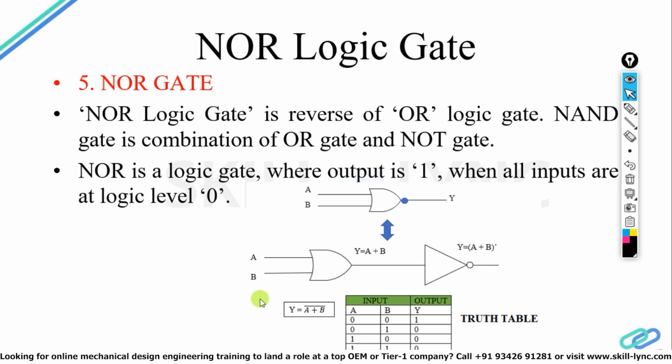Okay. Then comes the NOR logic gate. Just like the NAND logic gate, the NOR logic gate is also known as a universal logic gate. Now why universal logic gate? Same thing, the NOR gate is capable of converting itself into AND or NOT, meaning the basic logic gates. The NOR gate is the reverse of the OR logic gate. See, here we can see that the output is high when both the inputs are low. Okay, that is known as the NOR logic gate.